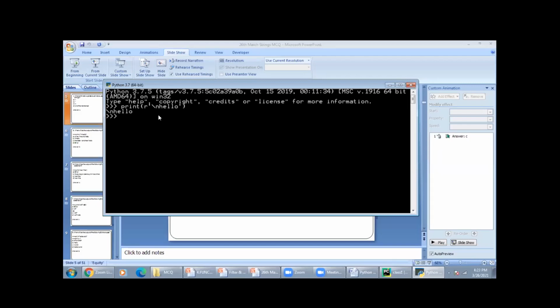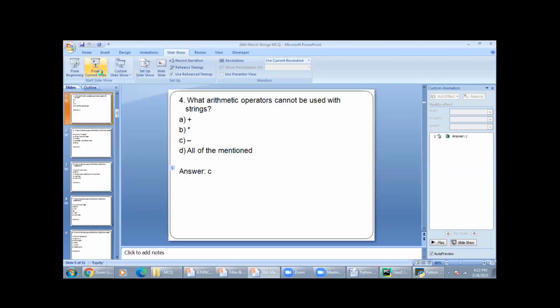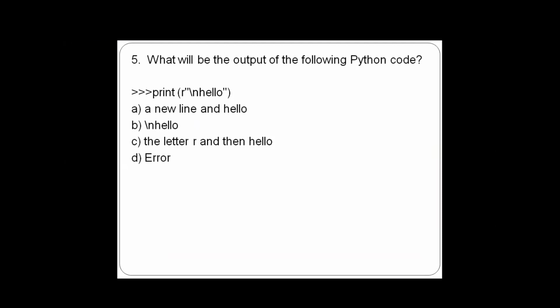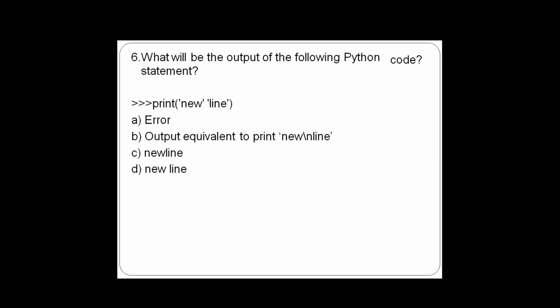See, this R stands for raw input, right? When your input is a raw input, no escape sequence will be taken into account. So your output will be only \n hello, right? So what about this one? Print new line.